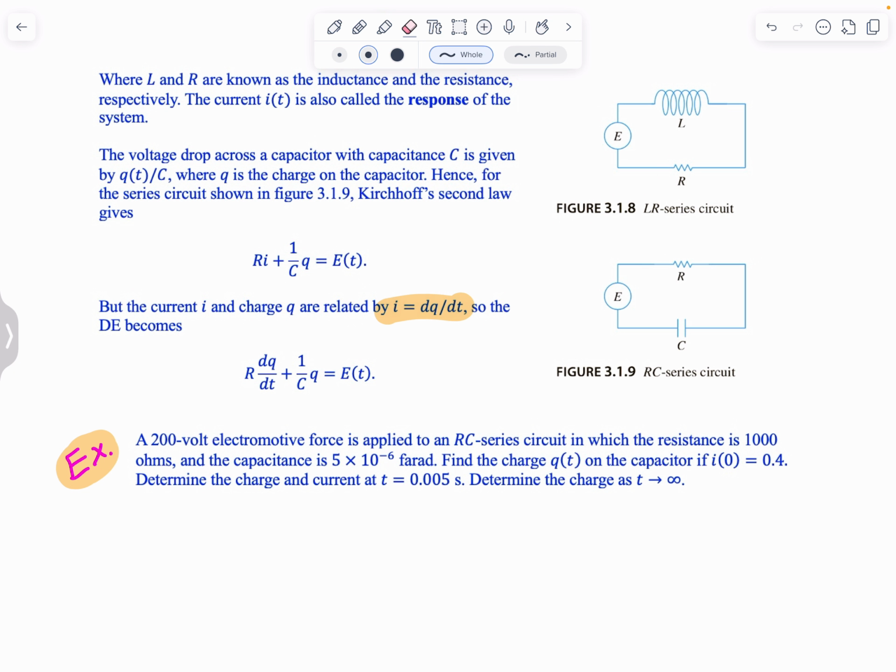All right, so a 200 volt electromotive force is applied to an RC series circuit in which the resistance is 1,000 ohms and the capacitance is 5 times 10 to the negative 6 farads, however you say that. Find the charge Q of t on the capacitor if I of 0 is 0.4. Determine the charge and current at t equals 0.005 seconds. Determine the charge as t goes to infinity.